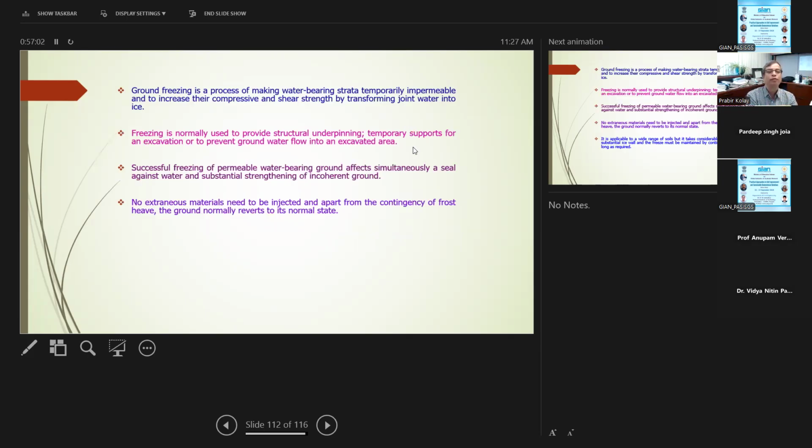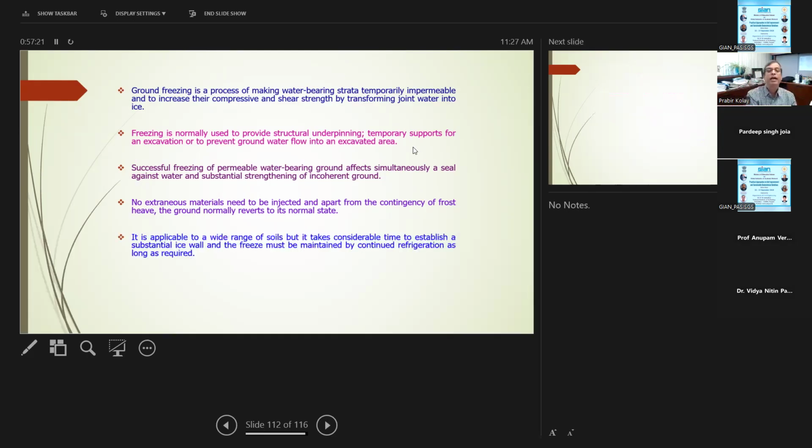Freezing is normally used to provide structural underpinning and temporary support, and no extra material is needed. Because we are not adding chemicals, we just freeze the water. That's all, so nothing is required. No extra material, and it is normally used to provide structure.